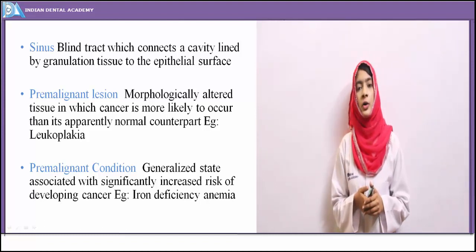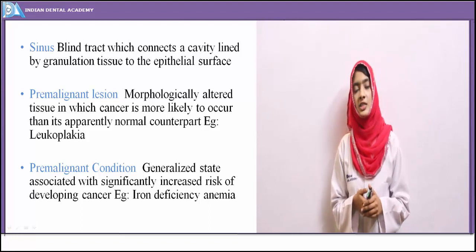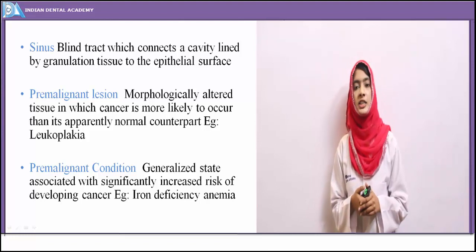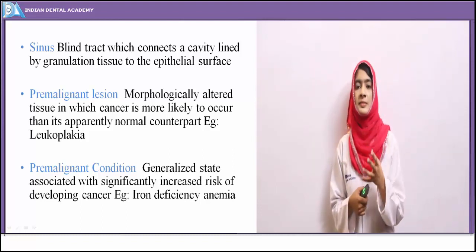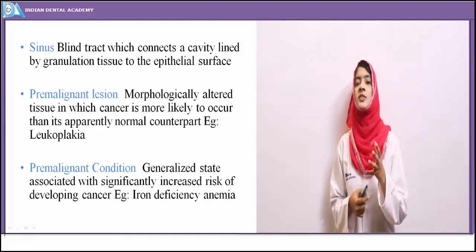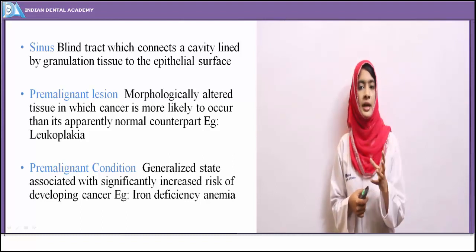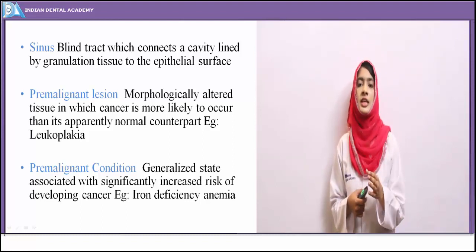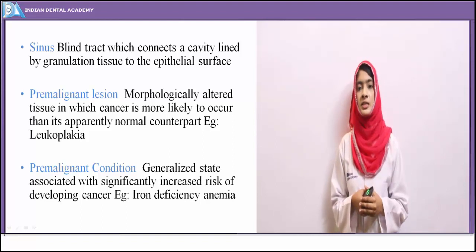Premalignant lesion. According to the World Health Organization, the definition of a premalignant lesion is a morphologically altered tissue in which cancer is more likely to develop than its apparently normal counterpart. That means it has significant dysplastic features. The cells present show some cellular atypia, some changes in the nucleus, some changes in the cytoplasm.